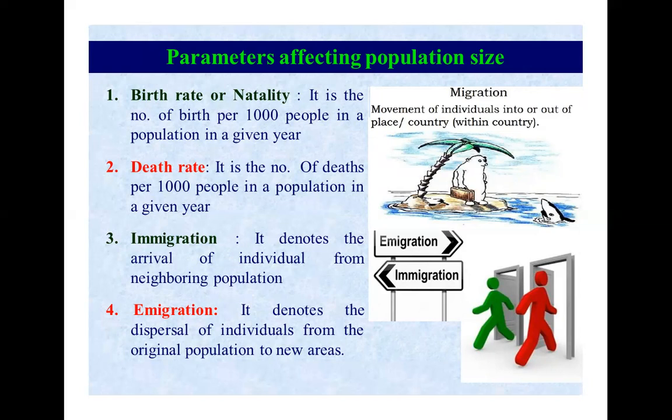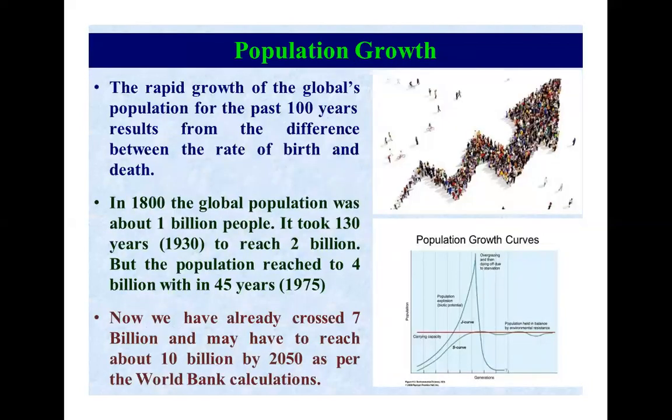Now, what is migration? Movement of individuals into or out of a place, a country, or within the country. Now, population growth. The rapid growth of the global population over the past 100 years results from the difference between the rate of birth and death.